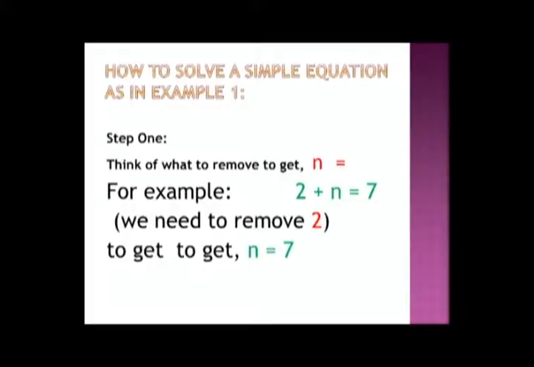Step 1. Think of what to remove to get N equal. For example, in the problem we had 2 plus N equal 7. If we are to get N equal in this situation, it would be N equals 7. So what do we need to get rid of? We need to remove the 2.